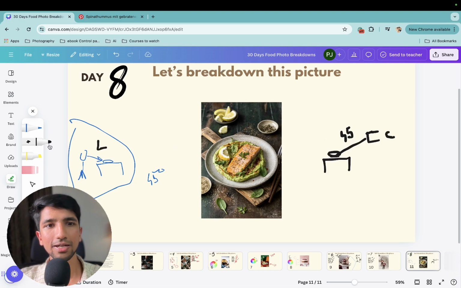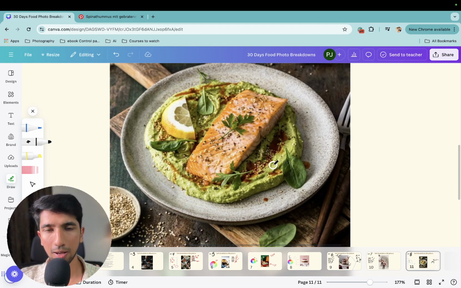So that being aside, after figuring out the lighting angle and the shooting angle, try to understand what this whole dish is all about. Maybe I'm not a culinary expert, but I think it looks like hummus.